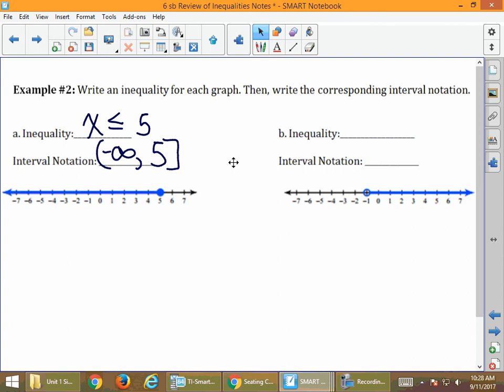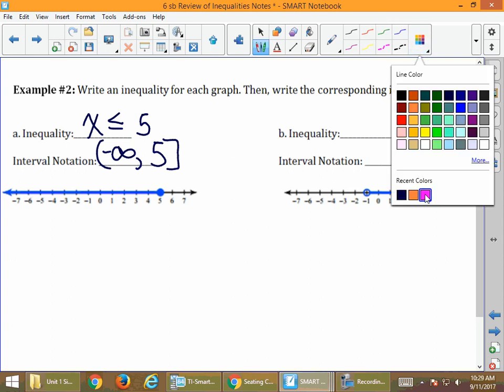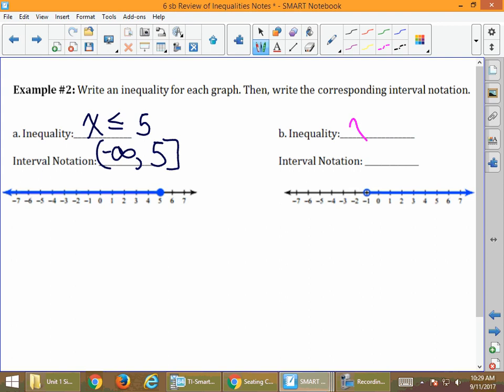When we look at letter B, our starting point on this graph is -1, and we're getting bigger on this one. So this is going to be x, and -1, because we're getting bigger, it's going to be a greater than, and there's not going to be an equals on this because it is an open circle.